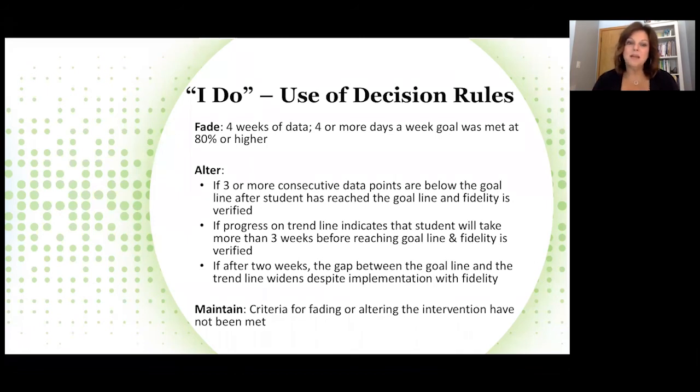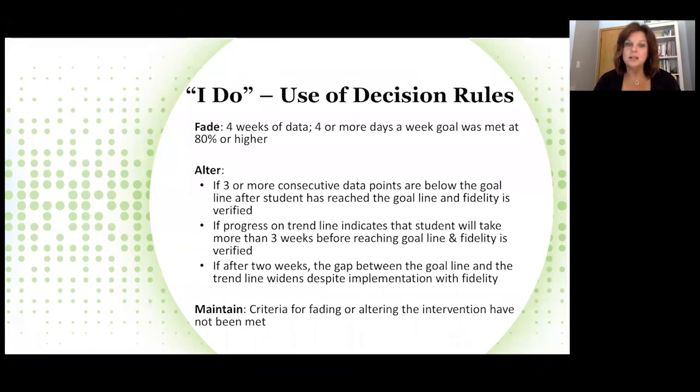This team came up with 3 conditions under which we might alter the intervention variables in some way. And they decided that if the pattern shows that there's 3 or more consecutive data points that are below the goal line once the student has reached the goal line. So the student reached it, but then it's dropped down, and 3 days in a row, they're below their goal line. And we know fidelity of implementation is verified. That's a cue that we need to alter the variables of that intervention in some way.